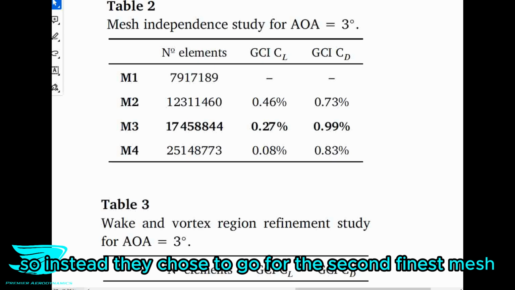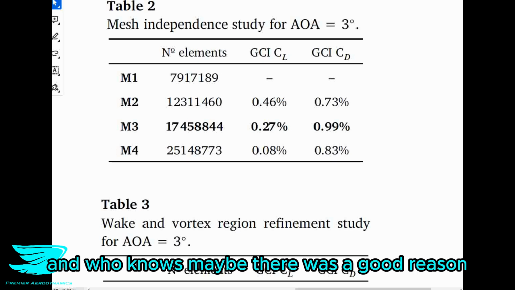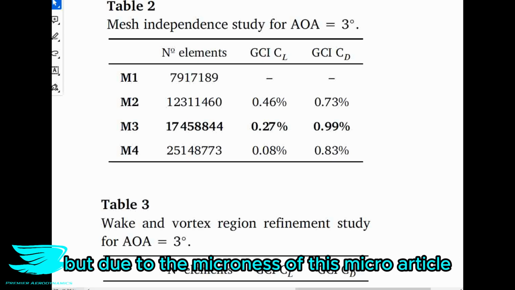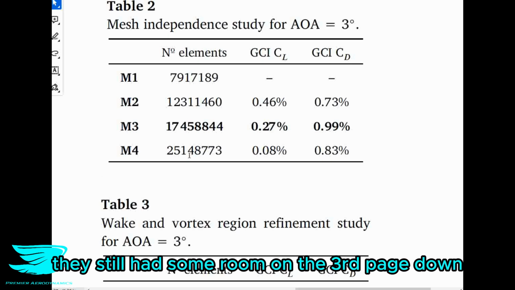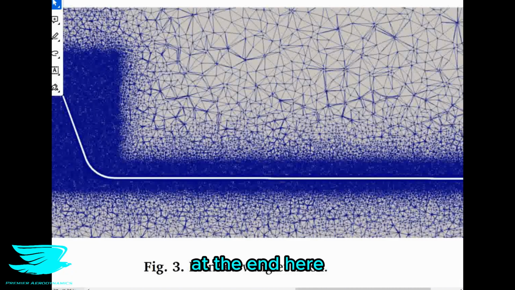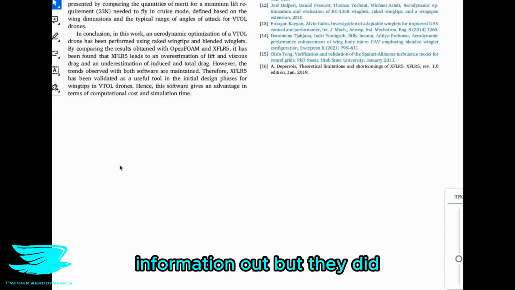Instead they chose to go for the second finest mesh, which had 17.5 million cells, which for some reason, I don't know why. And who knows, maybe there was a good reason, but due to the microness of this micro article, they left it out. I doubt it because they still had some room on the third page down at the end here. So I don't know why they would have left the information out, but they did.